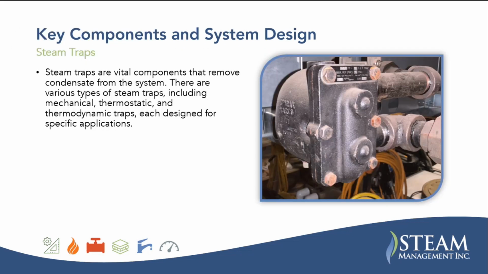Steam traps. So steam traps are vital components that remove condensate from the system. There are various types of steam traps, including mechanical, thermostatic, and thermodynamic traps, each designed for specific applications. They always have four functions. One is to remove condensate. One is to remove air. The third is to close for steam. So you can remove condensate and air with an orifice, but an orifice doesn't close for steam. And then the fourth is to balance the system. So it provides a consistent pressure throughout the system. They kind of act as balance points.